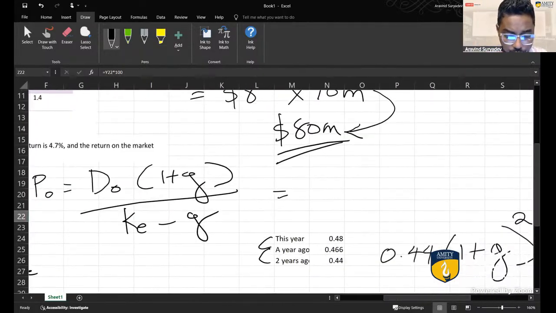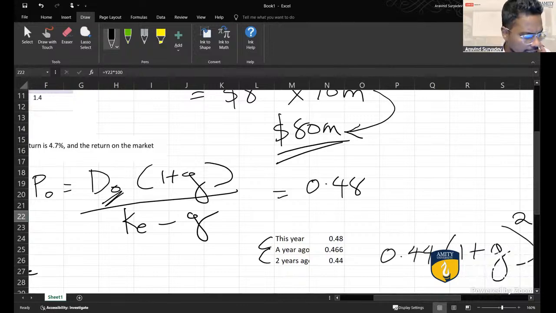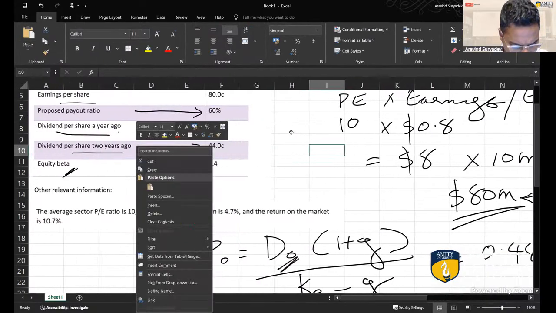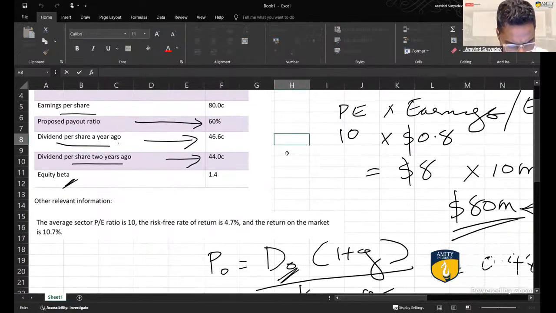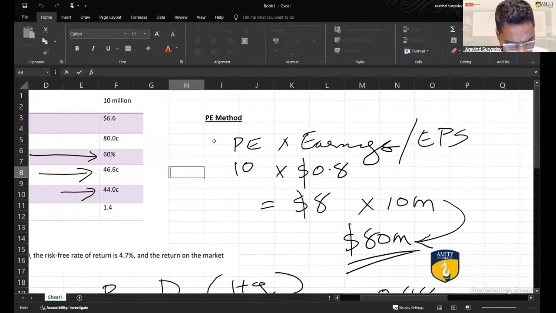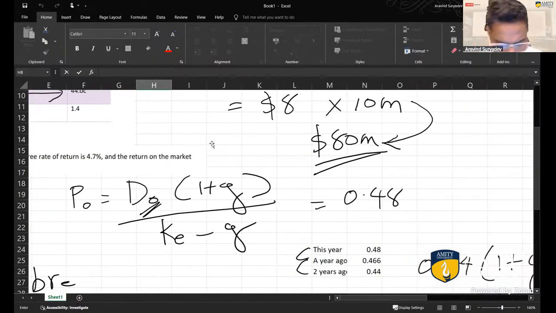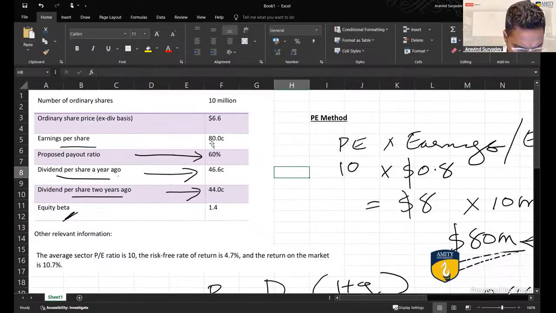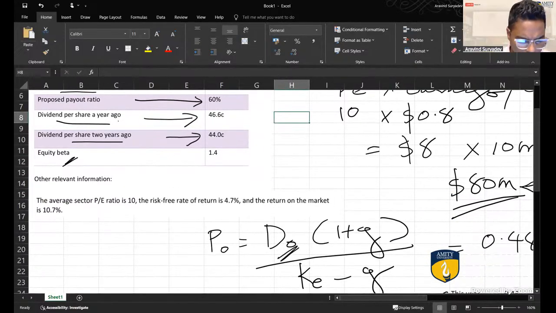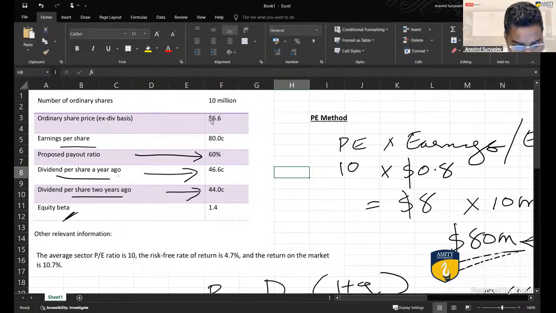Now, if I am getting 4.4%, we have the growth rate. In the formula, what else do we need? Well, D0, the dividend of today, is 0.48. And what else do we know? Ex-dividend share price is already given to us. So we already know the price. But what are we trying to calculate? We're trying to calculate the value, so we don't know the price then. Okay, so ordinary share price, ex-dividend basis. Why is there a share price given to us if we are supposed to calculate the price? Okay, we will ignore that share price for now.